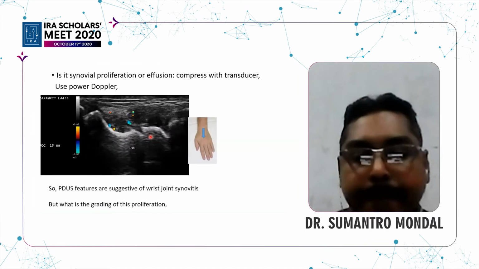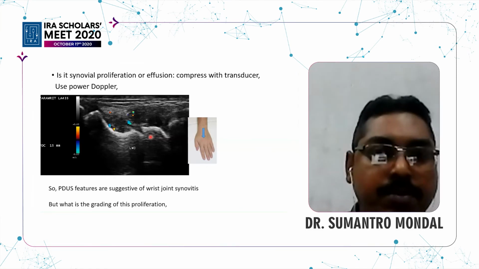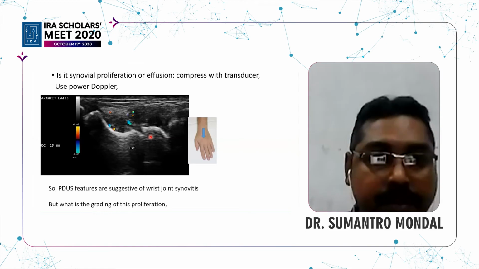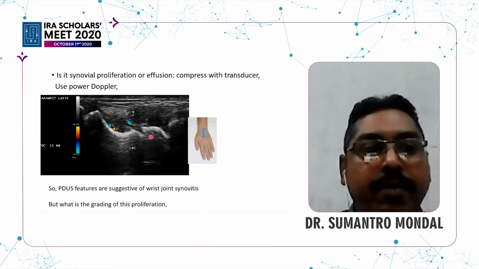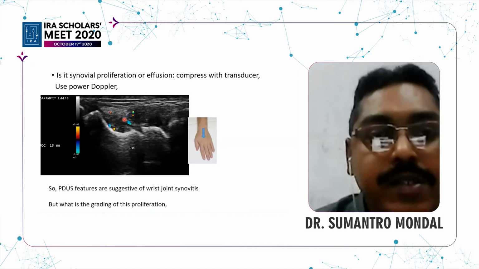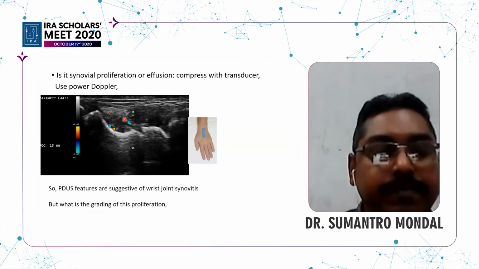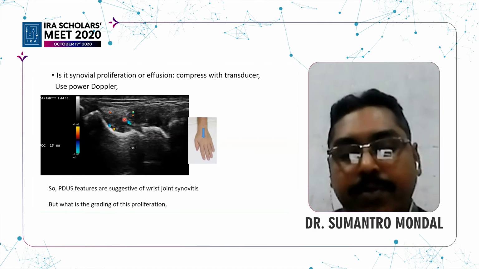To confirm it, you can compress it with the transducer to see whether it is displaceable or compressible. And you can use the power Doppler, and if a Doppler signal is seen within this proliferated synovium, it signifies that active synovitis is present in this patient. And we have to grade the synovial proliferation, and there are some grading systems.